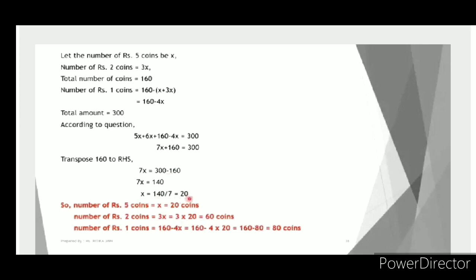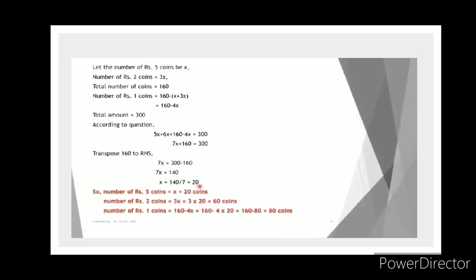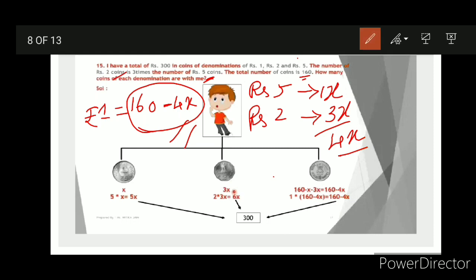Total amount. How much is the total amount? 300. According to the question, we should add all these values and equalize to 300. Those values are not given on this page. Here it is given, children. See here. These are all the values. 5x, we multiplied with that currency, then 6x and 160 minus 4x. These are all the values of the currency. That only we should add and equal to this total. Total rupees how much is there? Rupees 300.